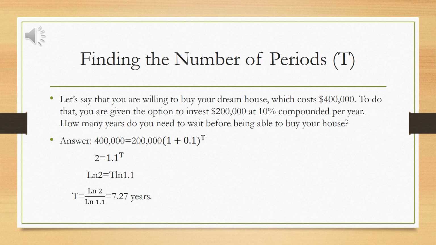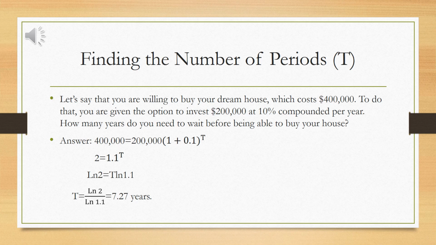Let's say that you're willing to buy your dream house, which costs $400,000. To do that, you're given the option to invest $200,000 at 10% compounded per year. How many years do you need to wait before being able to buy your house? So, $400,000 is the future value, $200,000 is the present value, and 10% is the r. We need to find t.